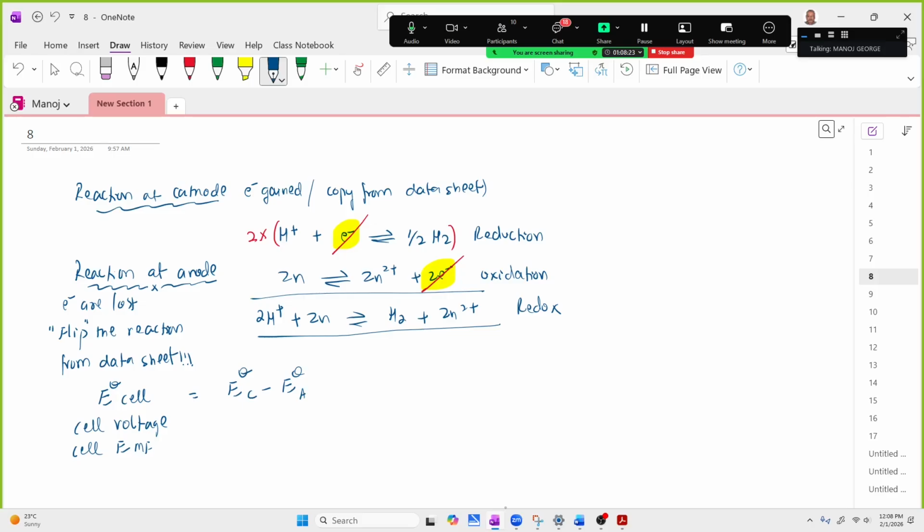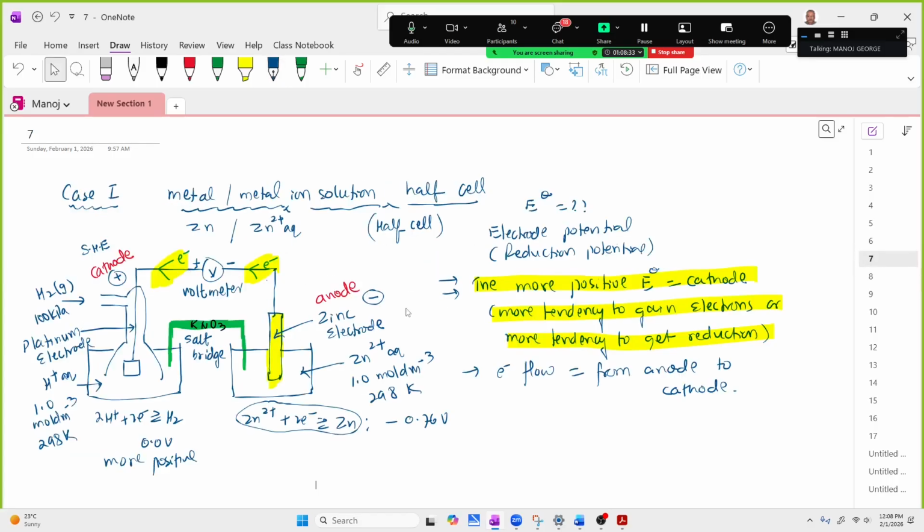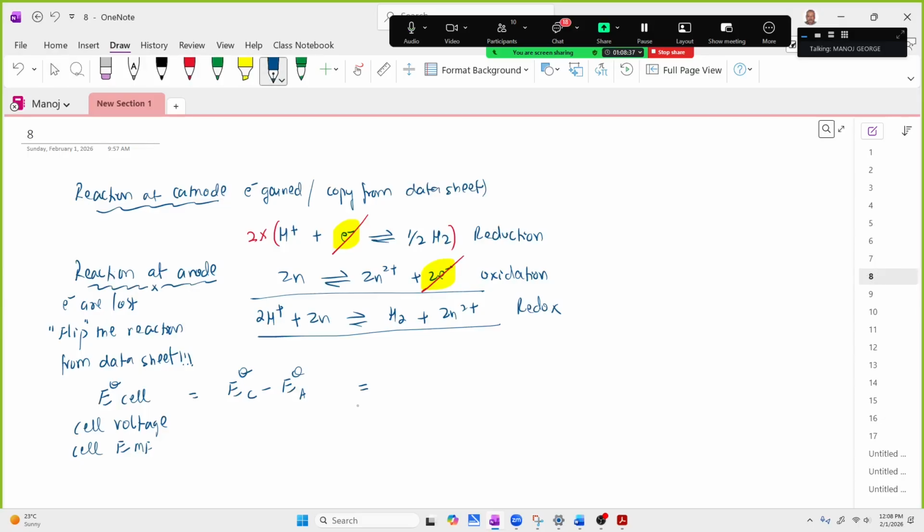So who's my cathode here? Can you find the cell voltage? My cathode was the SHE, correct? What was the value? 0.0, because this is a reference half cell. And this one is the unknown half cell. This is the unknown. Remember, this is what I'm trying to find.